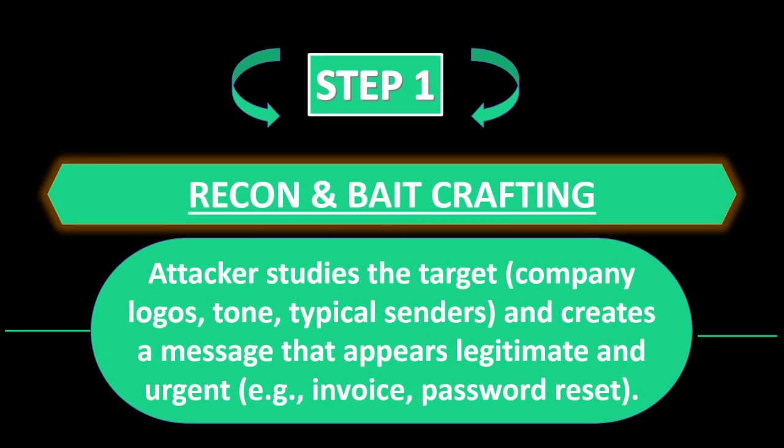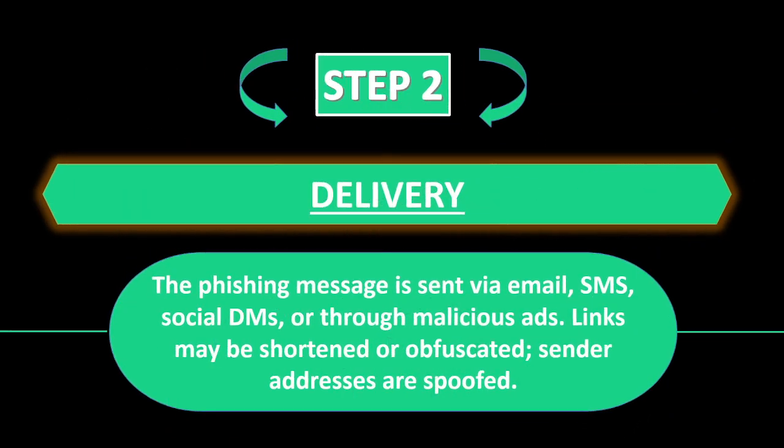First is recon and bait crafting. The attacker studies the target, company, logos, tone, typical senders, and creates a message that appears legitimate and urgent. For example, an invoice or a password reset request. Second is delivery. Next, the bait is sent through email, SMS, or even social media DMs. The sender address might look almost identical to a real one, just off by a letter.